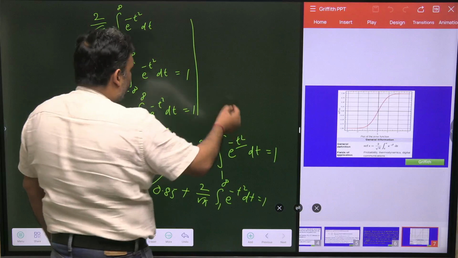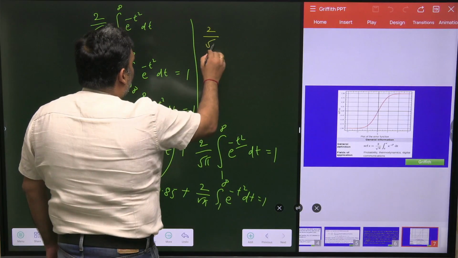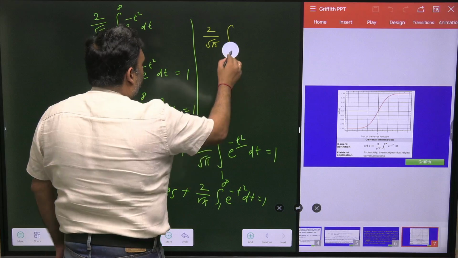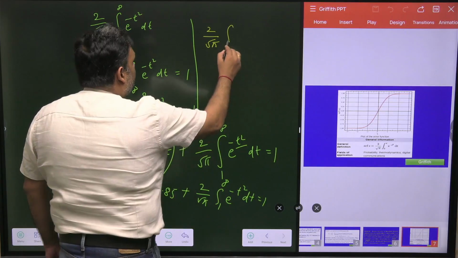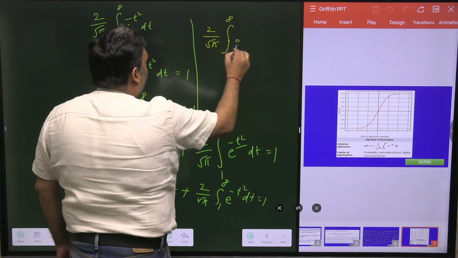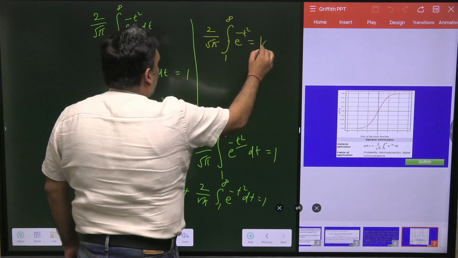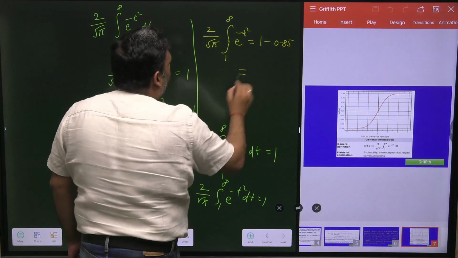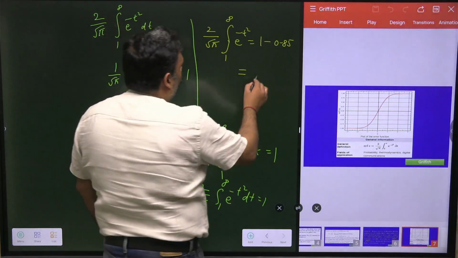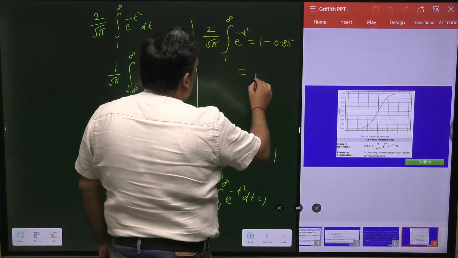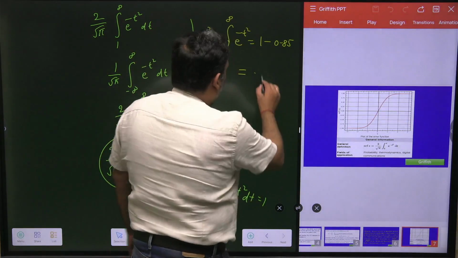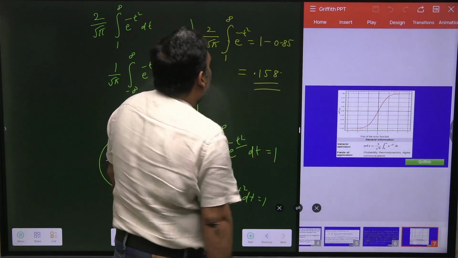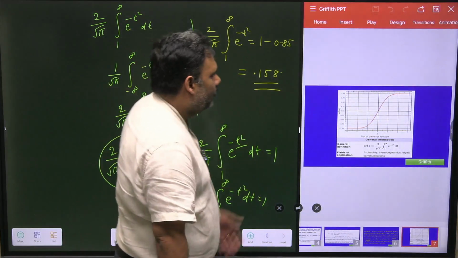And what is this value? 2 upon root pi times the integral from 1 to infinity of e to the power minus t square dt is 1 minus 0.85, and that is approximately 0.158 or so. We can get this particular value. So this is our answer.